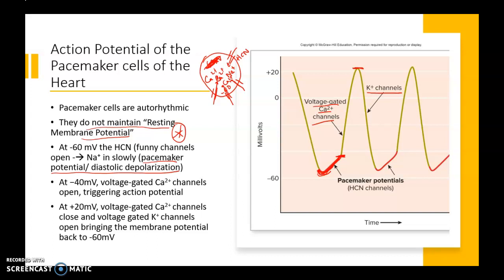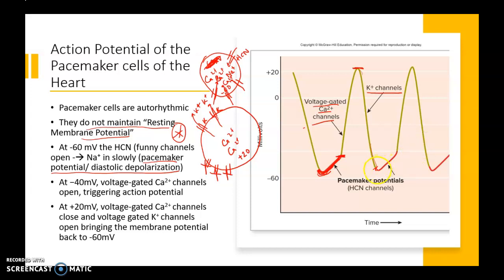Okay, so let me draw this again. So now we have a lot of calcium inside, and the membrane potential reaches +20. At +20, these calcium channels are closed, and then potassium channels open up. As potassium channels open up, what leaves? Potassium leaves. As potassium leaves, we are losing positive charge. So the inside becomes negative, and that helps the membrane potential to come back to -60. And once it hits -60, same thing is repeated.